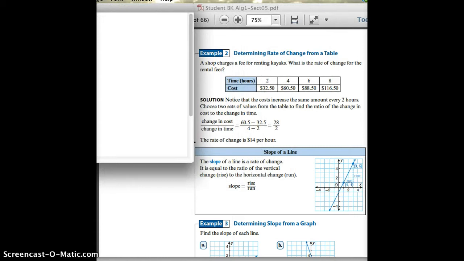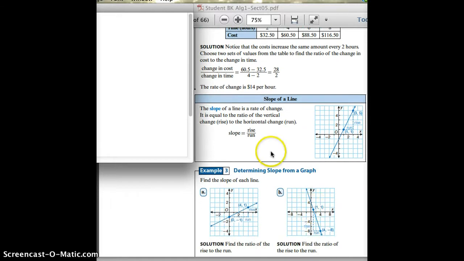Okay, so now they bring in the word slope. The slope of a line is a rate of change. It is equal to the ratio of the vertical change, the rise, to the horizontal change, the run. That's why you've heard me say slope equals rise over run. You see the little triangles. We've done the triangles before. Rise over run. And you can see the little triangle.